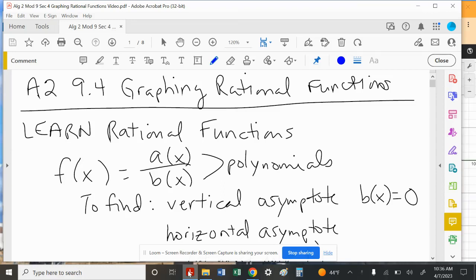All right, let's move into module 9, section 4, lesson 4, which is graphing rational functions. So last time we did graphing reciprocal functions, and that's when we had a constant in the numerator and a polynomial in the denominator. Well, a constant is actually a polynomial.